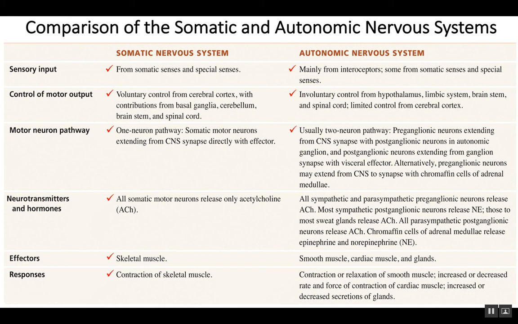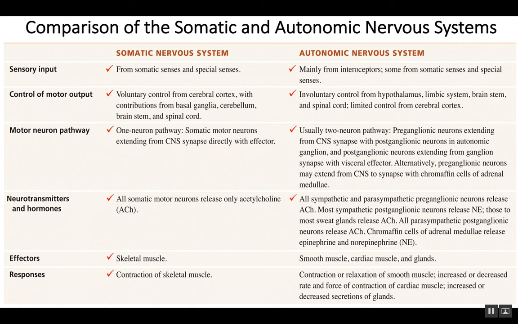The motor neurons come in pairs, so it's a two motor neuron pathway, and we'll look at an image that again helps us understand what that means. But basically, to get the information from the CNS to the effector, you have to have two neurons. And those two neurons have to have a connection called a synapse.